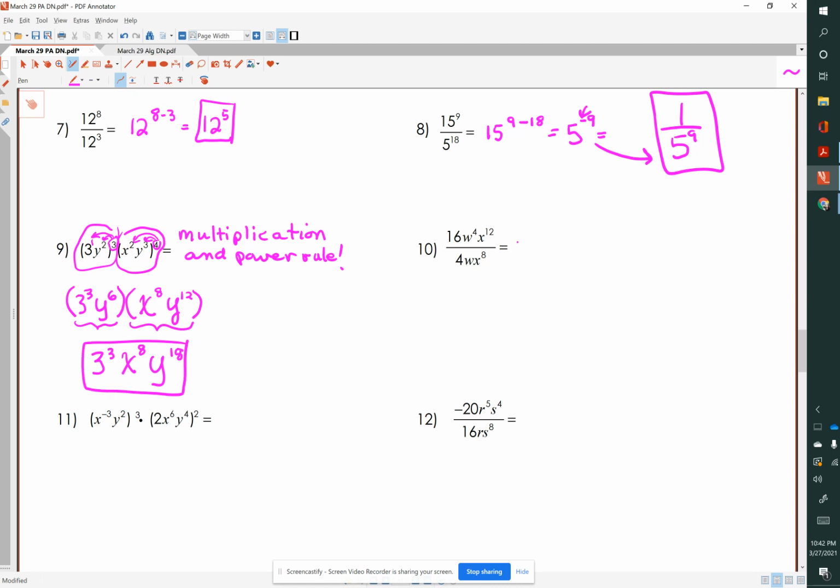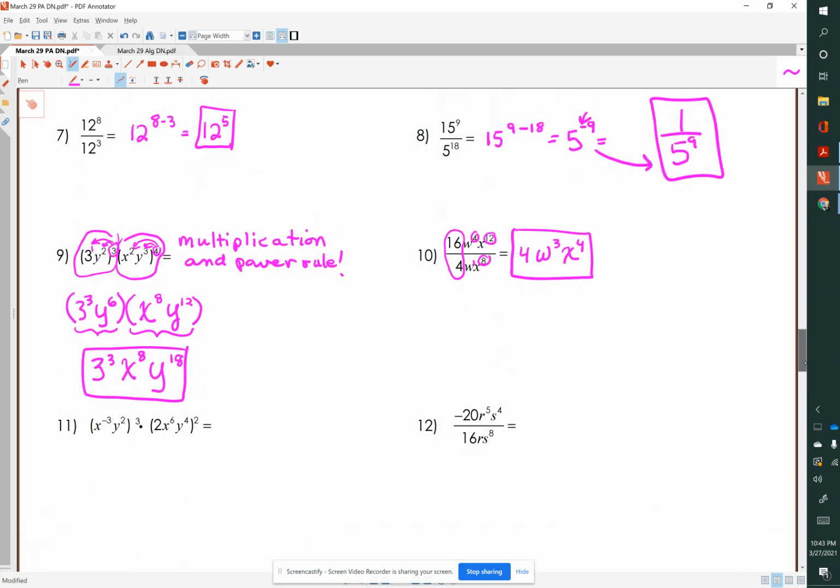So number 10, we're going to use the quotient rule. We divide, we subtract the exponents. We have an invisible exponent of 1 on the denominator, on the w. So 16 divided by 4, we do that first, and that equals 4. Then w, 4 minus 1 is 3, and x, 12 minus 8 is 4. And that's our final answer there.